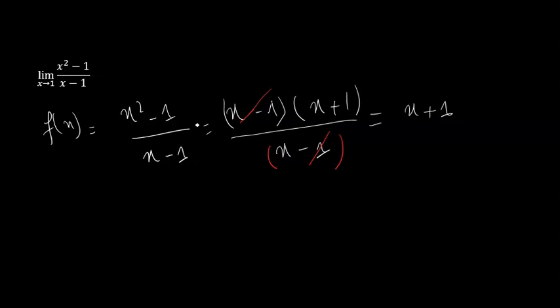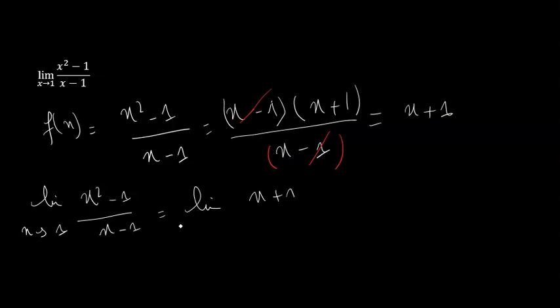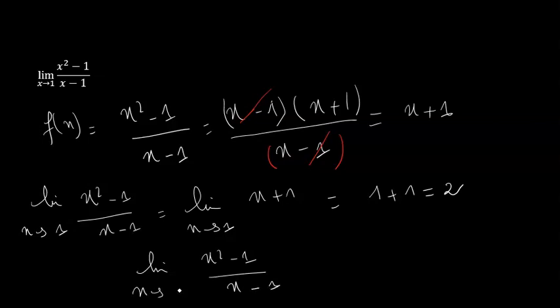Now we're going to calculate the limit. The limit of x squared minus 1 over x minus 1 when x approaches 1 is equal to the limit of x plus 1 when x approaches 1. And it's going to give us 1 plus 1 equals 2. At the end, the limit of x squared minus 1 over x minus 1 when x approaches 1 is equal to 2.